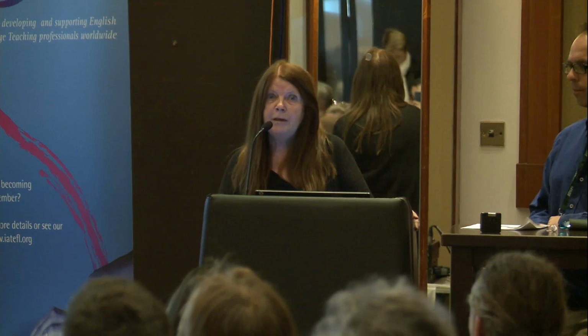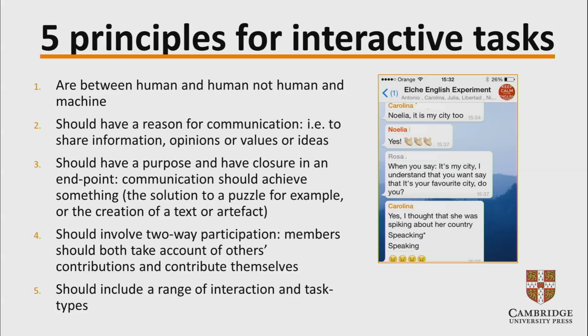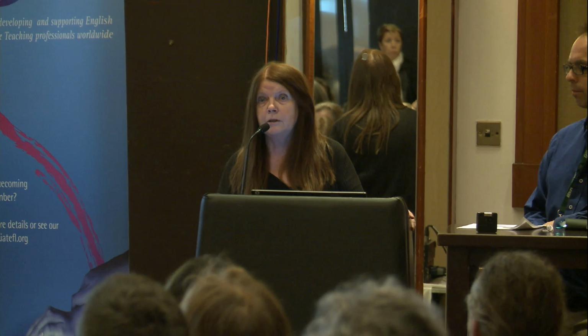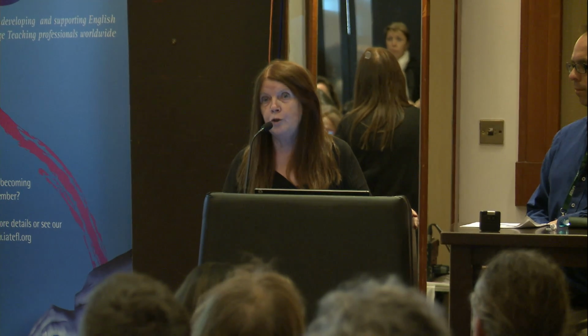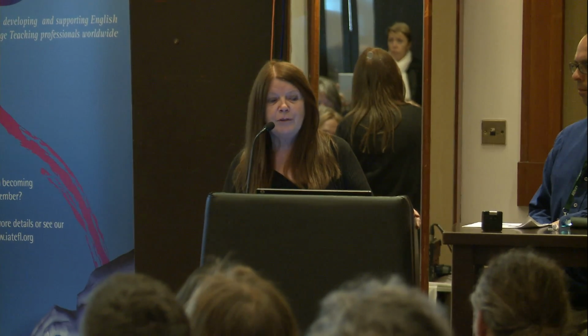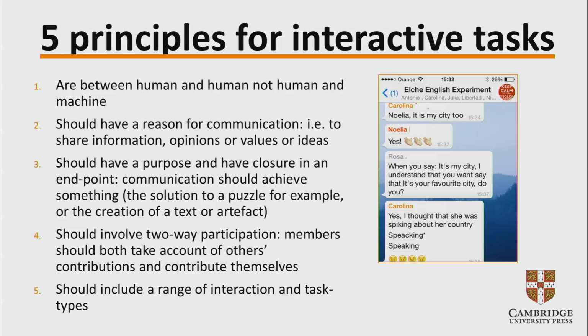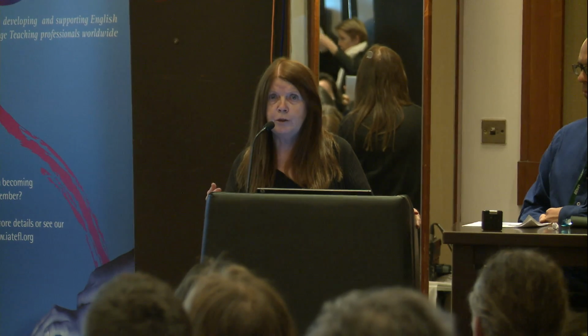Okay, so I'll begin with 5 principles for designing interactive tasks. The first, as we've said at the beginning, is that our interactive tasks are between human and human, not human and machine. The task should have a reason for communication, for example, to share information or give your opinions on something or share your values. They should have a purpose and a closure, an end point. That means the communication should achieve something, like solving a puzzle or creating a text or an artifact.